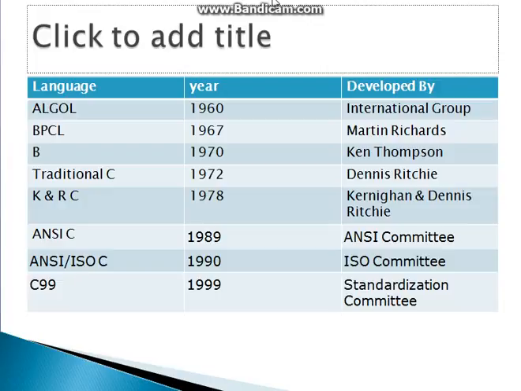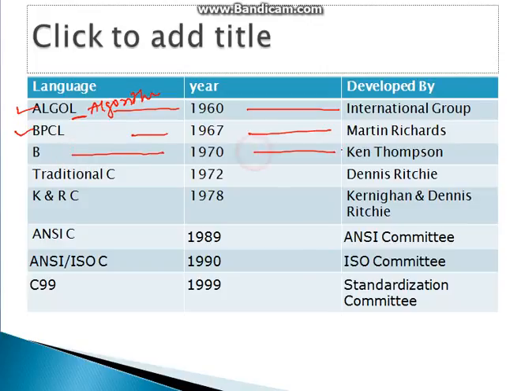Let us understand the history of the programming languages. Previously, Algol was formed in 1960. It was developed by an international group. Algol basically dealt with the algorithm kind of concept. It was very basic. Afterwards, BCPL came into existence in 1967 by Martin Richards. Then B was formed in 1970 by Ken Thompson, and this B led to the formation of the traditional language called C in 1972.